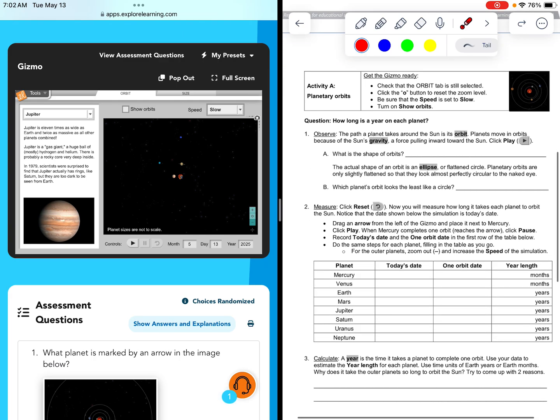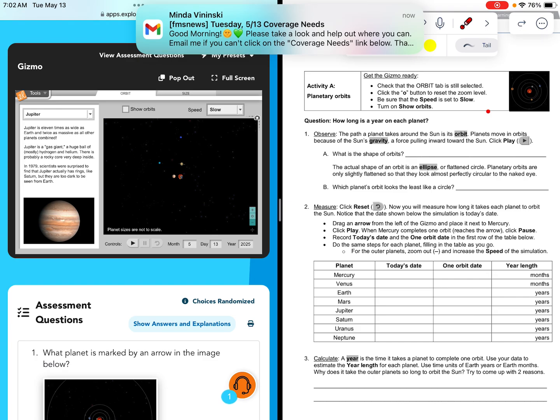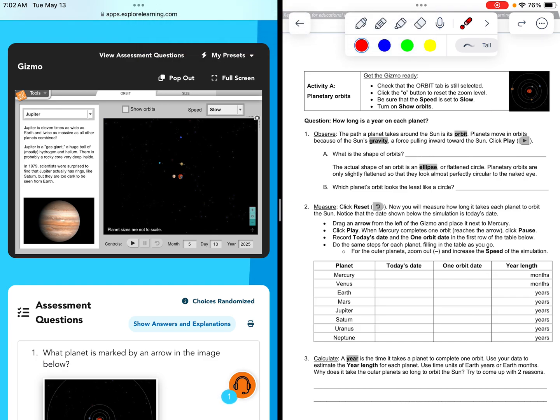Remember, with Gizmos, as long as you are patient enough to read the instructions and do what it tells you, you should be fine. When the Gizmos get confusing is when you skip instructions. So please take your time today and work your way through these. Okay, follow the directions, do what it says.